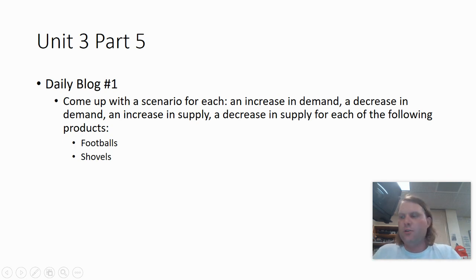And then for shovels, maybe during COVID people wanted to plant more gardens, so it increased our demand for shovels. For a decrease in demand for shovels, maybe people were able to buy more excavators, or excavators became cheaper, so we decrease our demand for shovels. I don't know, it could be either or. And then with the inputs for shovels, same as footballs: an increase in the price of metal decreases our supply, and a decrease in the price of metal increases our supply. So hopefully you're getting the hang of those as we go on.